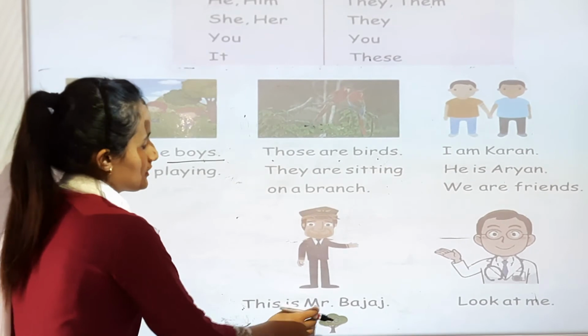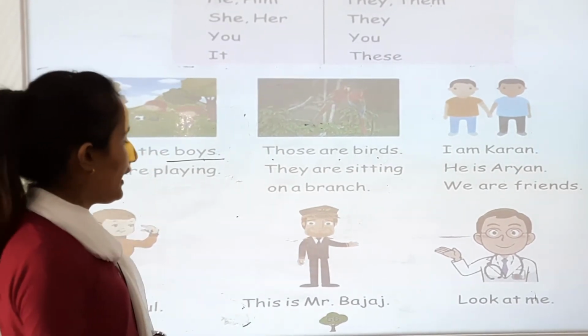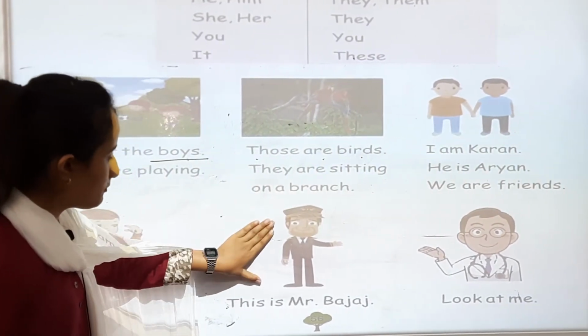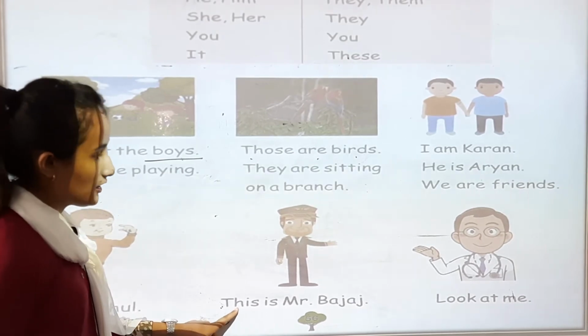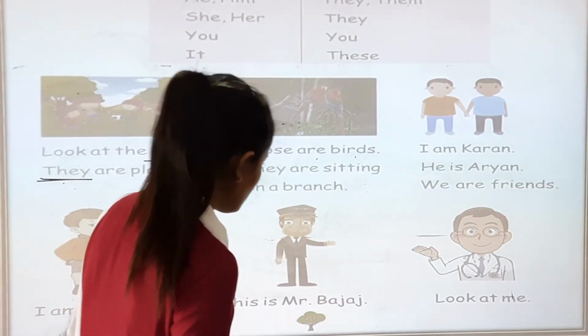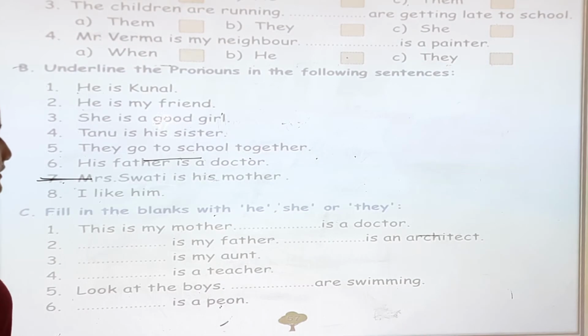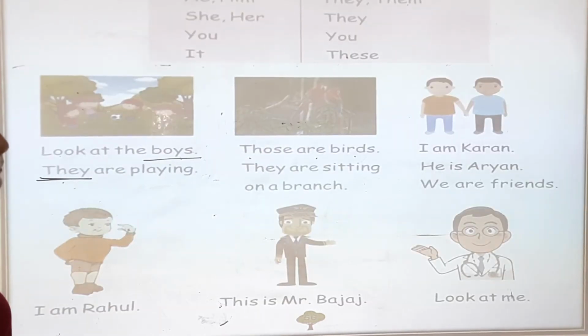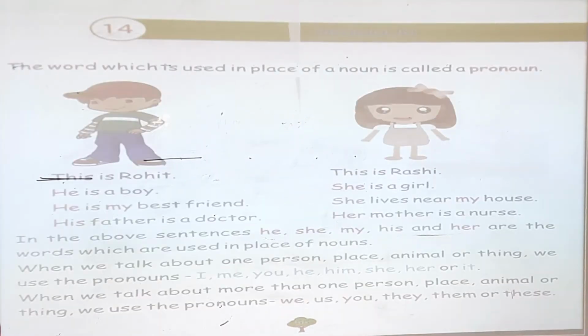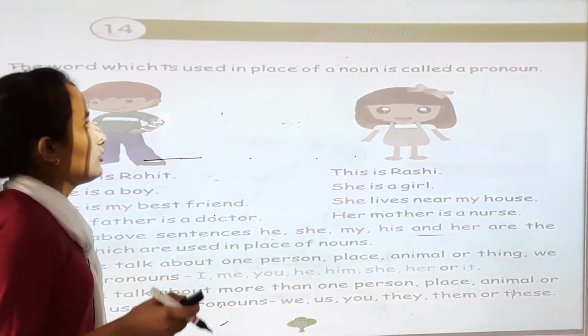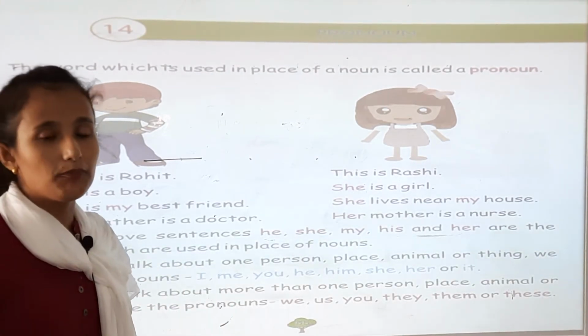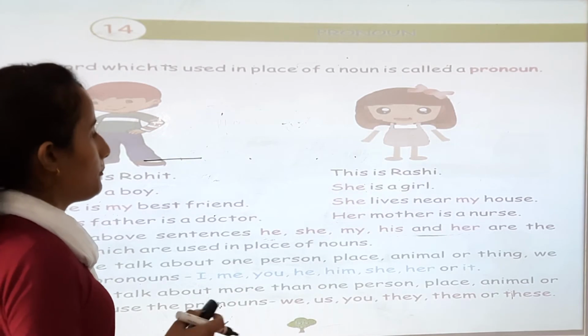This is Mr. Bajaj. Why? Because he is a single person. That's why we are using this. Look at me. So, like this. These are examples of a pronoun. What is a pronoun? The word which is used in place of a noun is called a pronoun.